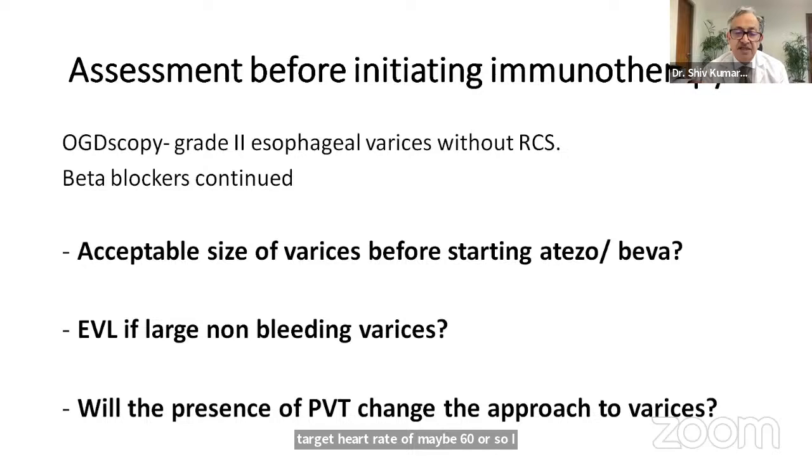But yes, in patients with PVT, sometimes both the LSM and SSM may be fallacious. So in those cases, I think beta blockers plus EVL should be considered if there are large varices, because bevacizumab doesn't precipitate bleeding, but the ulcers of EVL are not healing and they can bleed. So in those patients where PVT is there, the EVL can be risky and bevacizumab cannot be given, in my opinion. But if you haven't done EVL, beta blockers with PVT should be okay.